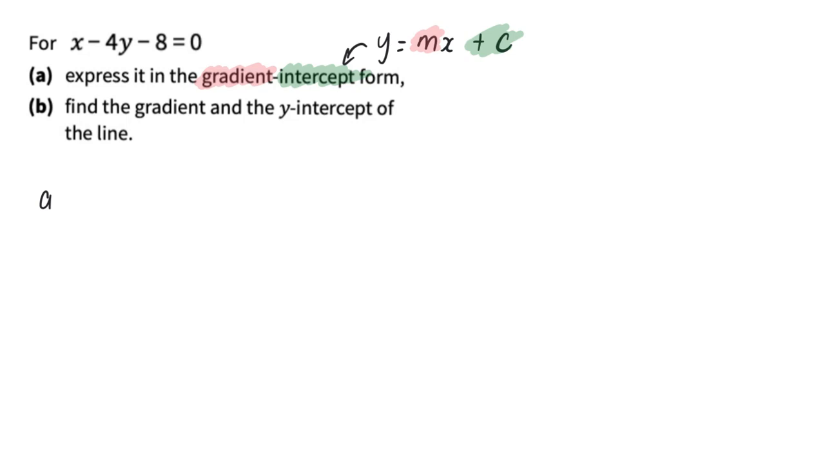Okay, so part A requires us to do some algebraic manipulation. The very first one would be I will minus x on both sides and I will add 8 on both sides such that I'm left with negative x plus 8. Thereafter, I'm going to divide by negative 4 on both sides.